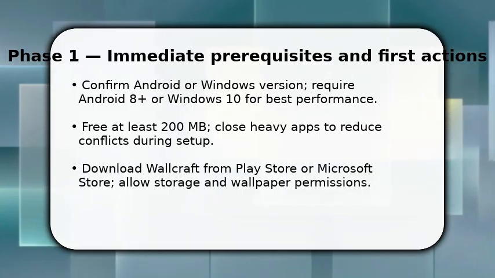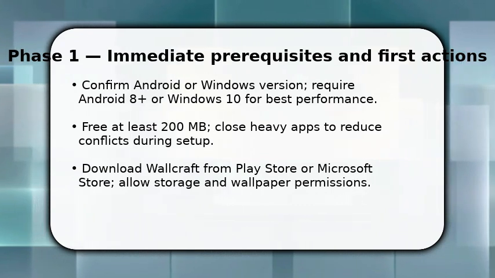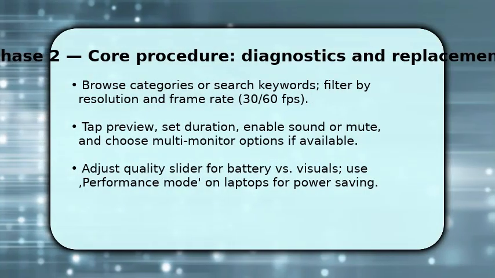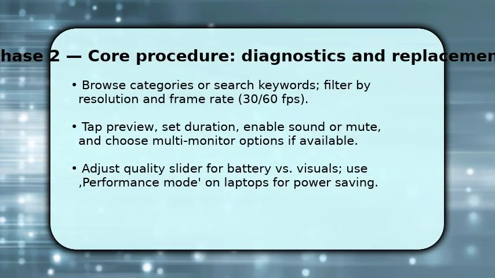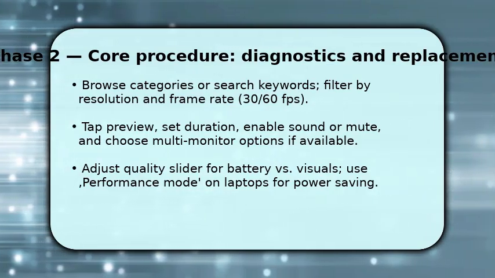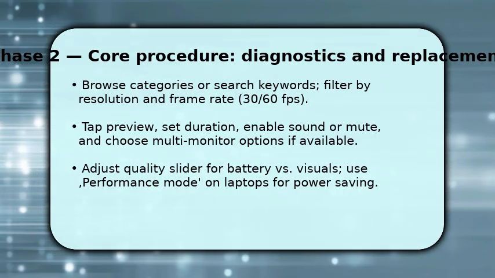Now open the app and sign in, so your settings sync across devices and purchases unlock automatically. You now pick the wallpaper and tailor it. Use filters to match resolution and prefer 60 FPS only if your GPU handles it. Once you tap Preview, test motion and sound, then set loop duration and whether audio plays.